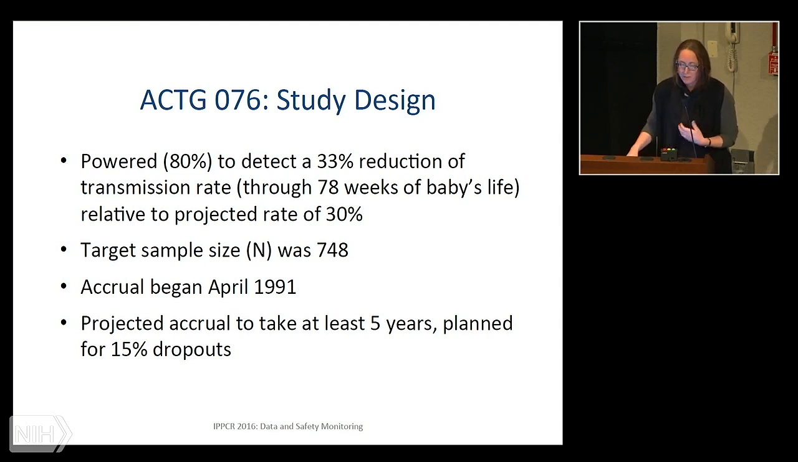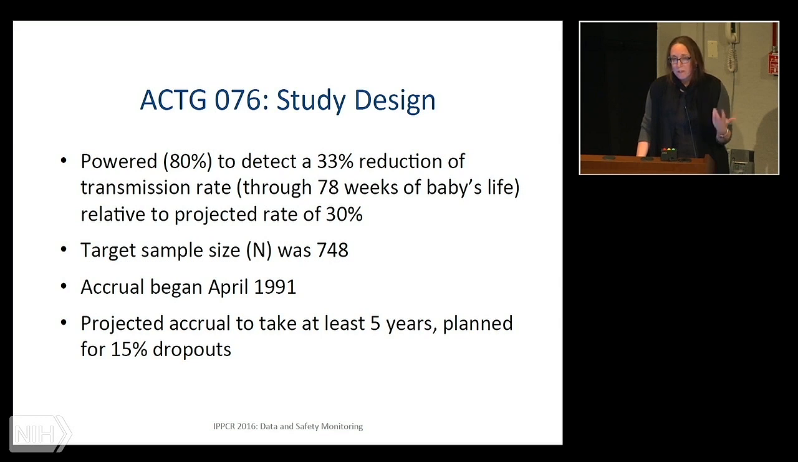So it was powered to have an 80% chance to detect a 33% reduction of HIV transmission through the first 78 weeks of a baby's life. And so that was relative to a projected rate of 30% in what they knew about transmission at that time. So the target sample size was 748, and accrual began in 1991.